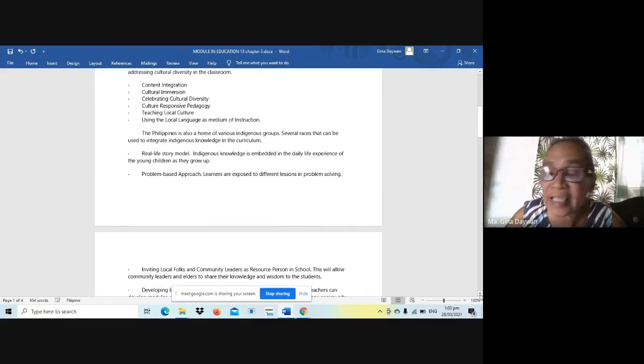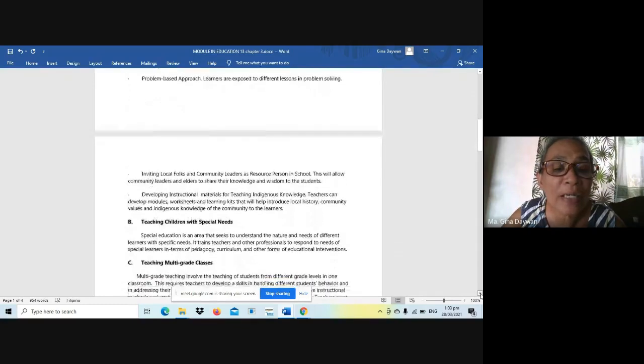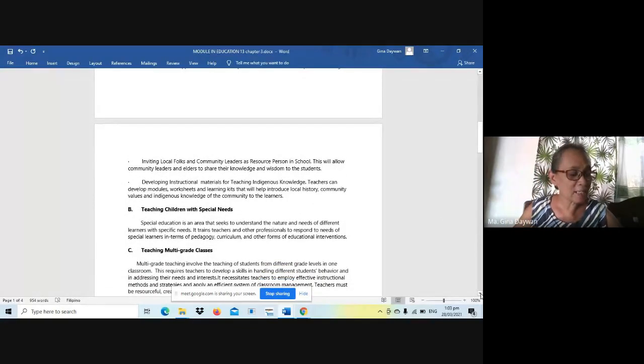Okay, number three, the next is inviting local folks and community leaders as resource persons to school. This will allow community leaders and elders to share their knowledge and wisdom with the students. So you will be inviting speakers, like community leaders and elders, who are going to impart their knowledge and wisdom to the students.